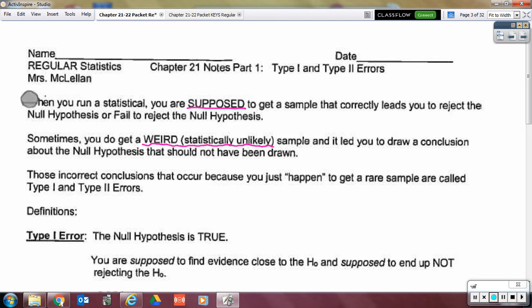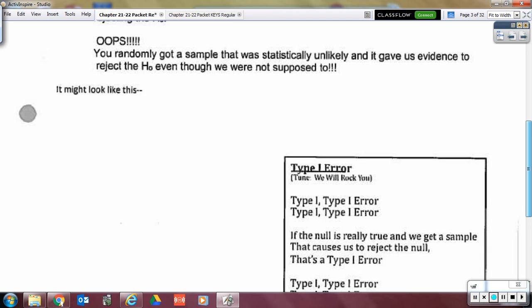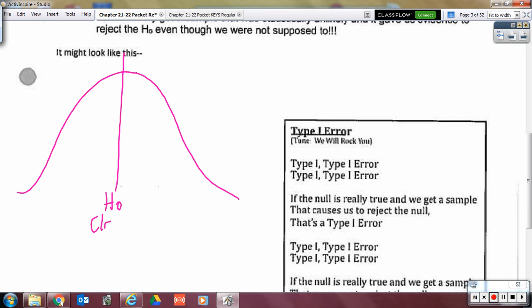I want to give you a picture of that before we go any further. So here's what the picture of this might look like, and then we'll discuss the rules. So everybody get ready to draw. You've got your normal model here. Okay, we've got our null hypothesis, which is the claim.